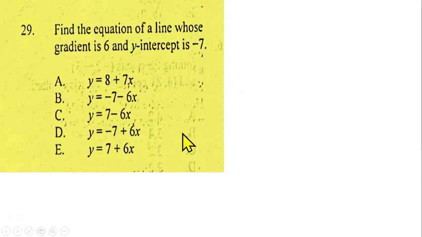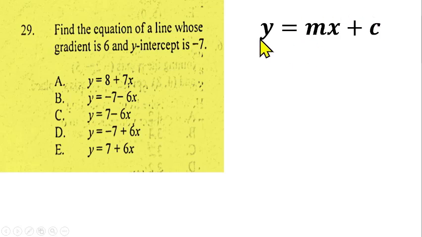Question number 29 is still on coordinate geometry. We have to find the equation of the line whose gradient is 6 and the y-intercept is minus 7. So the equation of a straight line is y equals mx plus c.